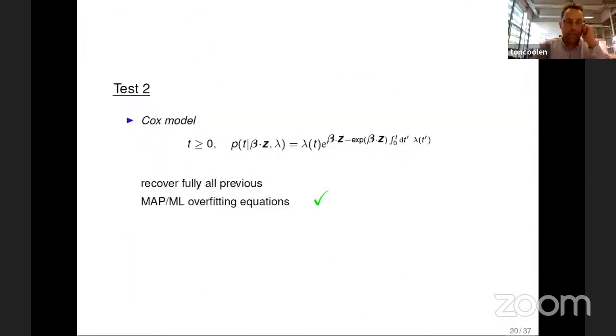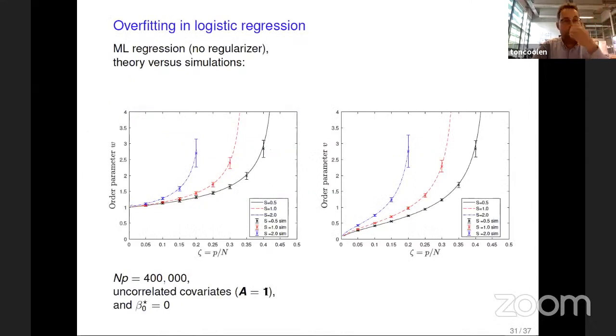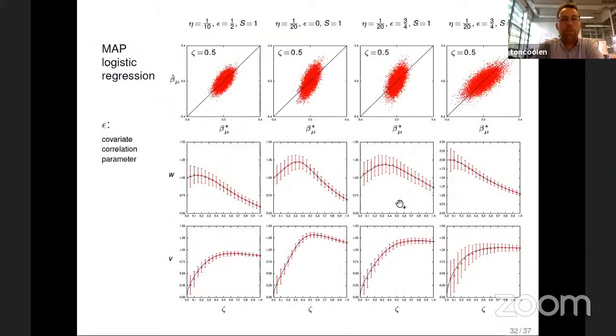Now, the second test is the Cox model, which rolls out of this more generalized setup. And the third model I want to show is a model for which this wasn't yet done, overfitting correction in logistic regression as an example. And you see here order parameters as predicted by the theory, dashed lines, and as measured in simulations versus the ratio of parameters over samples. And you see the agreement is really nice.